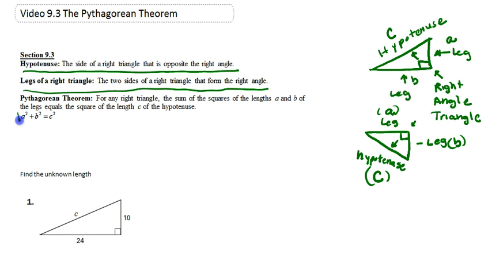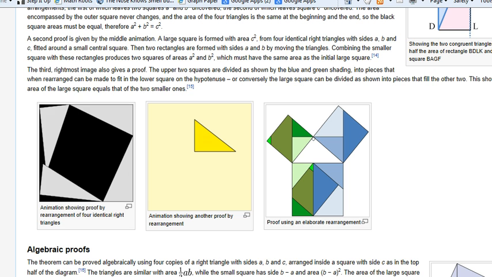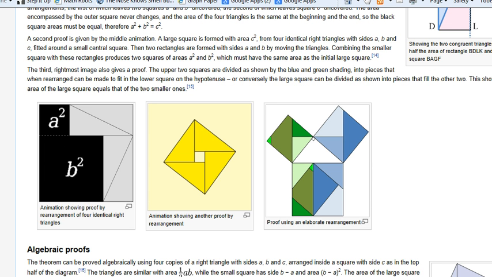Now, for this lesson we're going to be using what's called the Pythagorean Theorem. The Pythagorean Theorem is a squared plus b squared equals c squared. Now let's look at an animation from Wikipedia that kind of shows us why this is so.